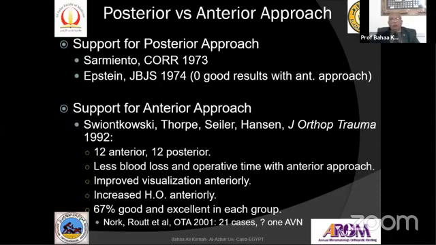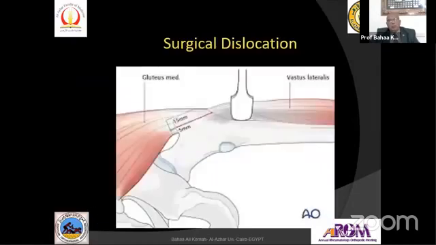Which one, posterior versus anterior approach? Supporting the posterior approach is a study by Sarmento and Epstein in the Journal of Bone and Joint Surgery. They give good results with the posterior approach. Supporting the anterior approach, other studies have been giving good results with the anterior approach. This is surgical dislocation by Ganz.